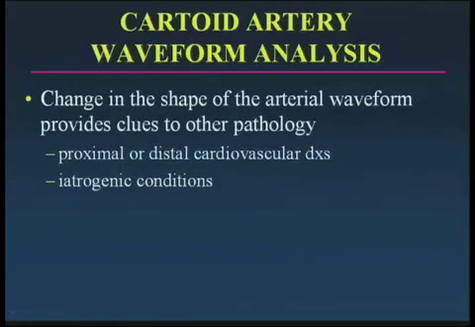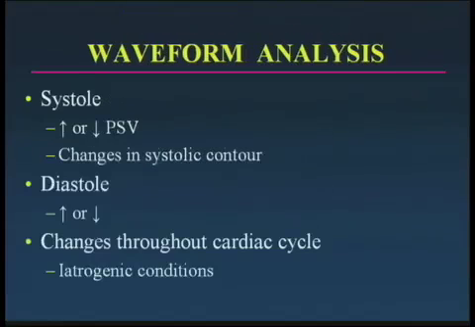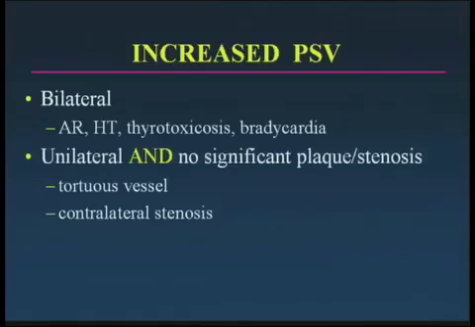So it is important to recognize that changes in the shape of the arterial waveform do provide clues to other pathology. And that's really what's fun about the carotid ultrasound examination, because if you look at these little nuances, it gives you hints to proximal or distal cardiovascular disease that you're not even looking for or looking at, and it can also help you identify some uncommon iatrogenic conditions. And you can look for changes in systole, diastole, and changes throughout the cardiac cycle.